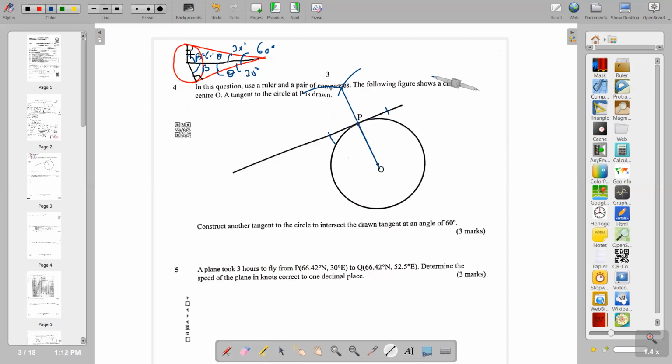So you need now to construct an angle of 60 degrees so that you get a line from the center to a point along this tangent. So at the center, you need to construct an angle of 60 degrees. This one, beta. So you take your compass to construct 60 degrees at the center.